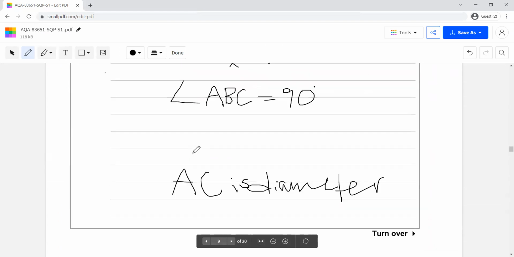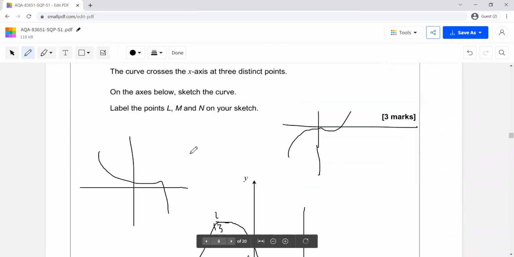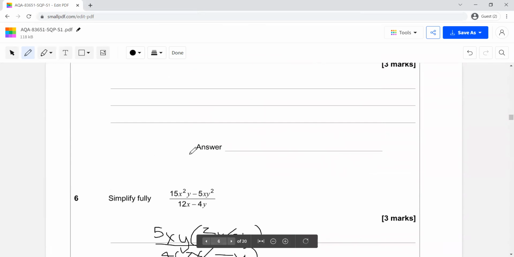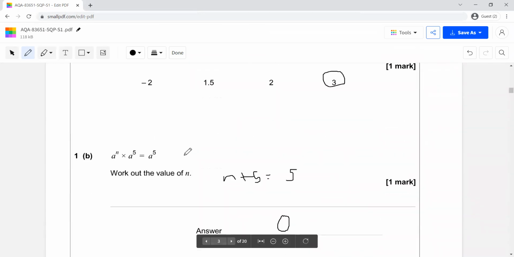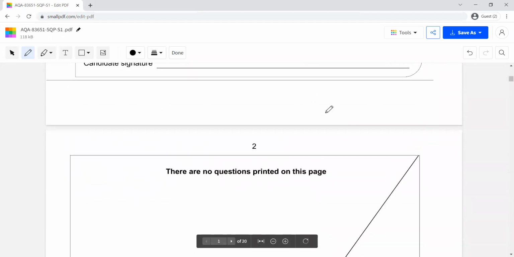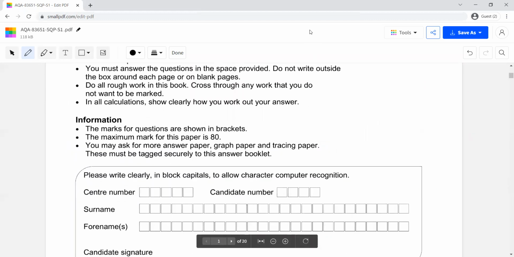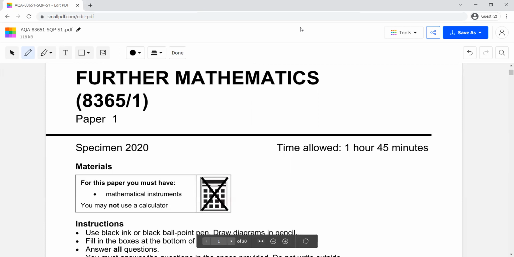All fine over here. Yeah, all good. And yeah, that is the end of the first paper. Pretty simple.